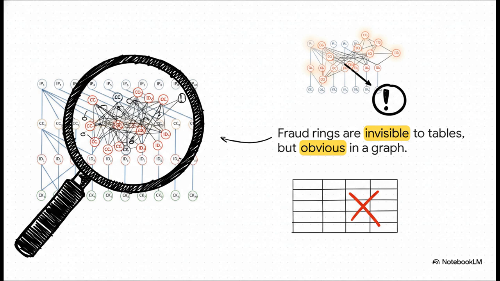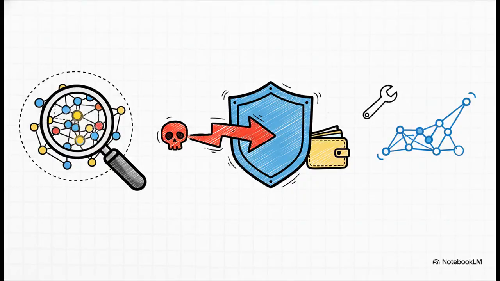This super dense cluster of connections is a massive red flag that a relational database would completely miss in real time. So to sum it up, graphs are a total game changer for fraud. They can spot these complex patterns and rings almost instantly, and that means they can prevent the fraud as it's happening, not just run a report about it the next day. And because the model is so flexible, they can adapt on the fly as criminals get smarter and invent new schemes.